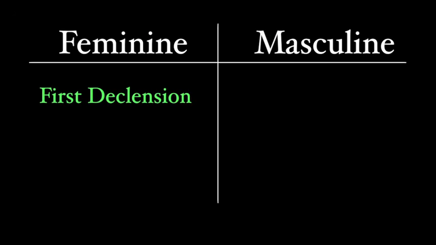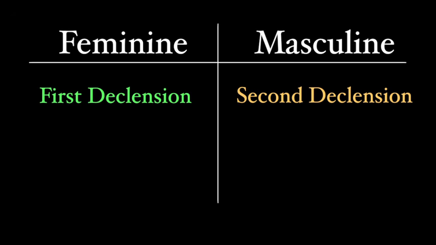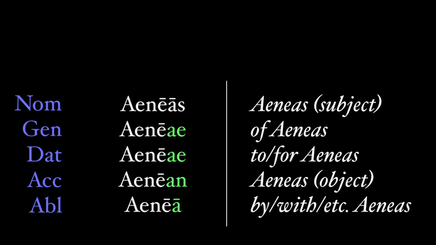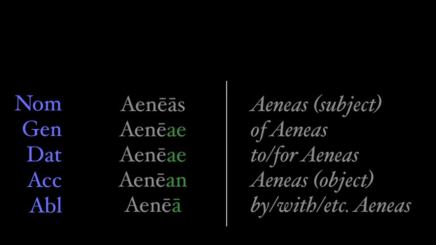Most first declension nouns are feminine, while most second declension nouns are masculine. The only exceptions in the first declension are nouns of male occupations, words like poeta, agricola, nauta, pirata, and some names like Scaevola. Many masculine Greek names are first declension, including the name of Rome's founding hero from Troy, Aeneas. His name is declined a bit differently, which reflects the name's Greek origins. Aeneas, Aeneae, Aeneae, Aenean, which is sometimes rendered Aeneam, and the ablative Aenea.